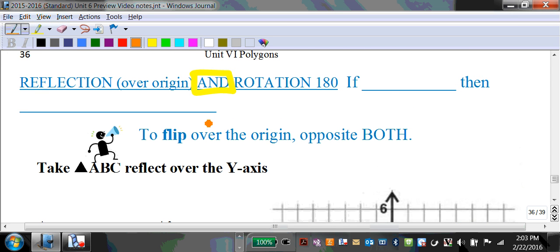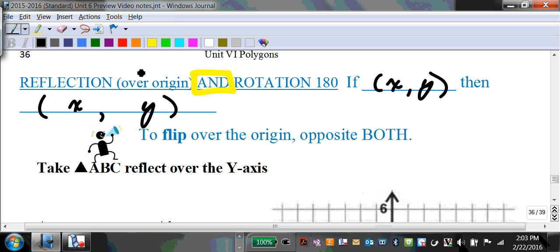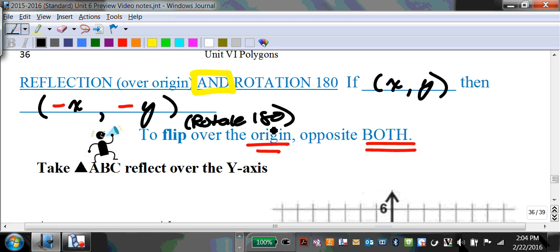So to reflect over the origin or rotate 180, which is the same thing, all you do is you opposite both coordinates. So to flip over the origin, opposite both. Flip over the origin. Remember, flipping over the origin and rotate 180 is exactly the same.